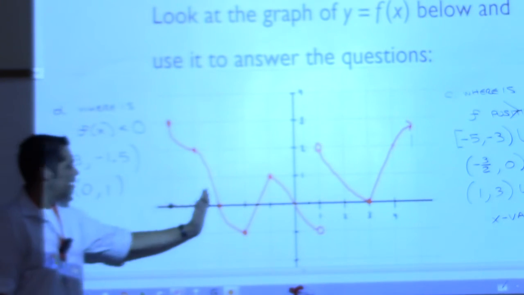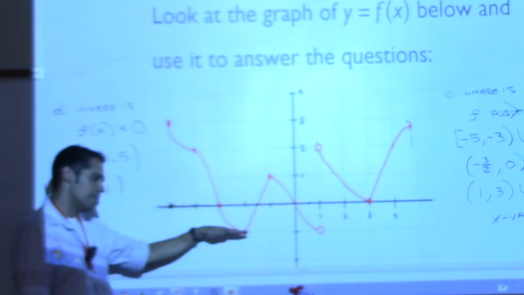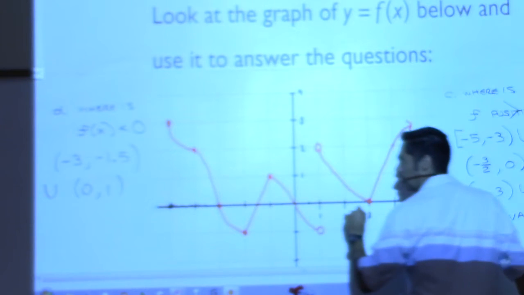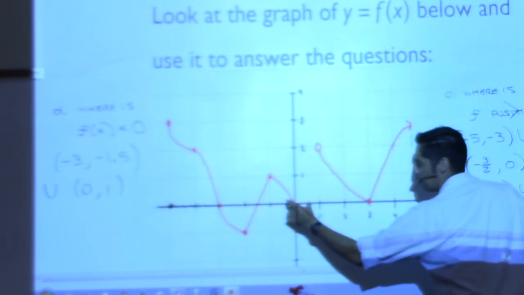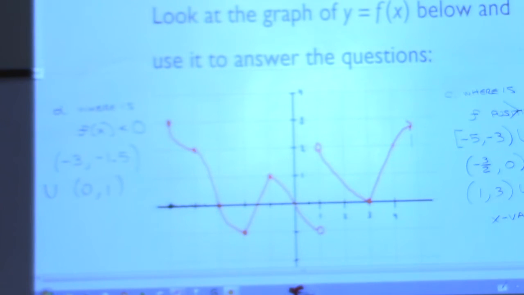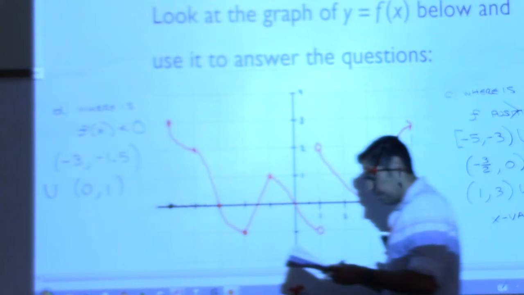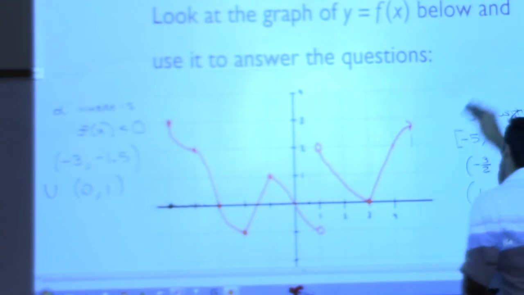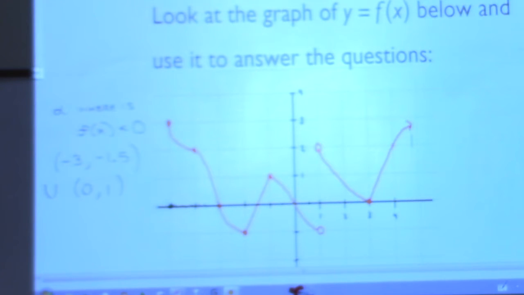So between -3 and -1.5, we're below the x-axis, but not at the actual endpoint. So that's why we didn't put brackets on them. And then from 0 to 1, right here, we're below the x-axis. Other than that, we're not. Make sense? Okay. All right, part E is saying, where is f equal to 0?